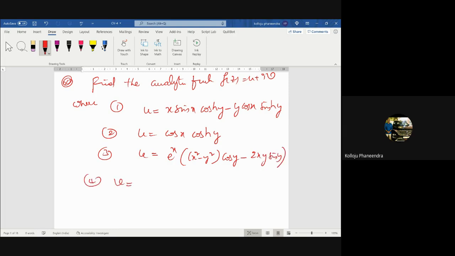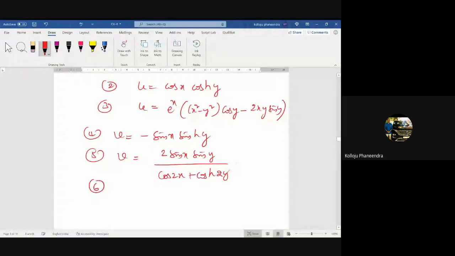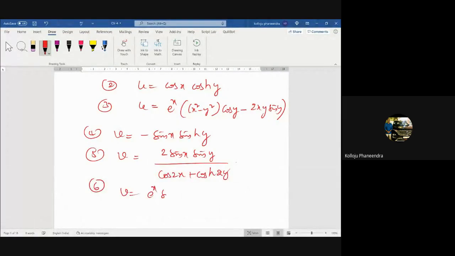Now coming to v: minus sin x sinh y. Next, v equal to 2 sin x sin y, 2 sin x sin y whole by cos 2x plus cosh 2y. And one more, lastly, coming to v now: e power x sin y, simple problem, e power x sin y.